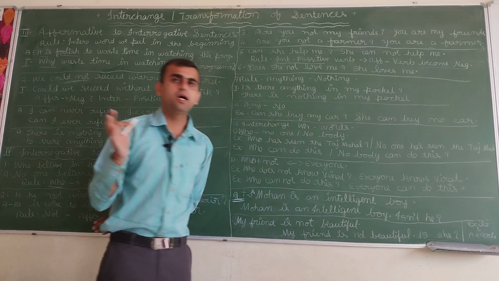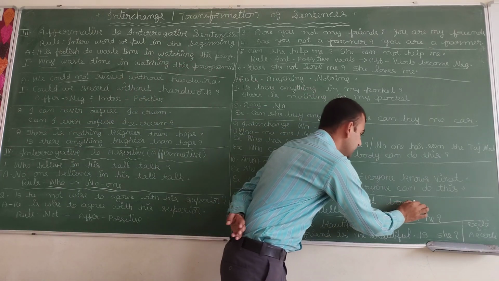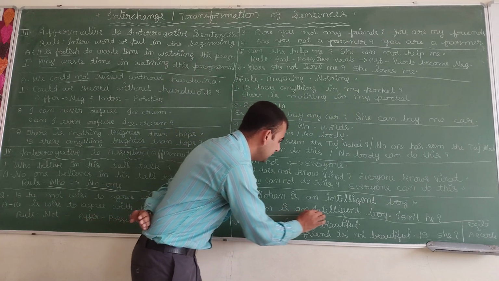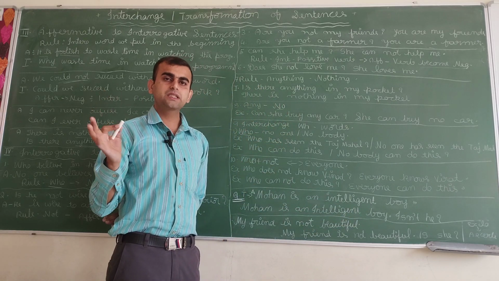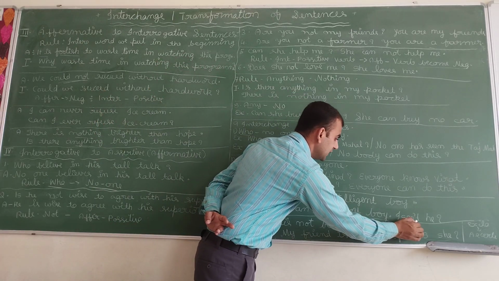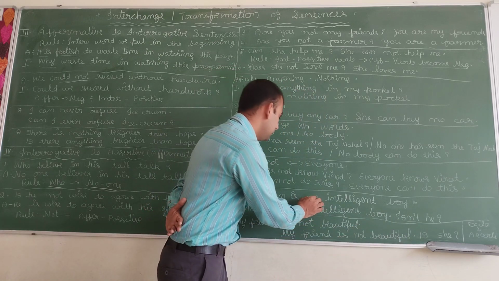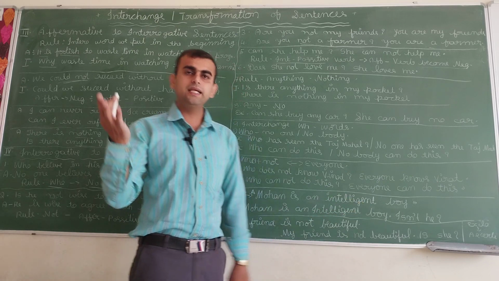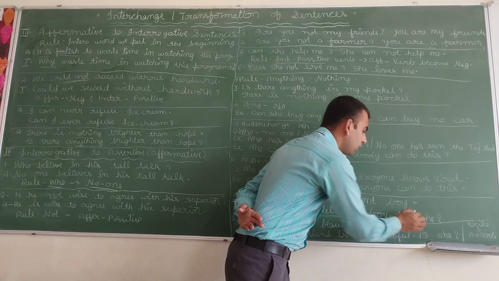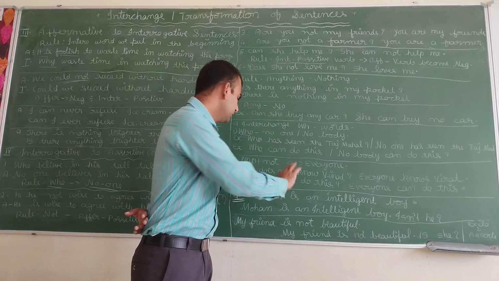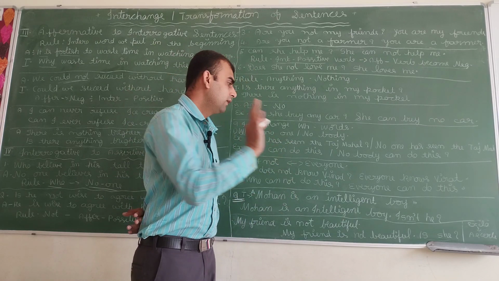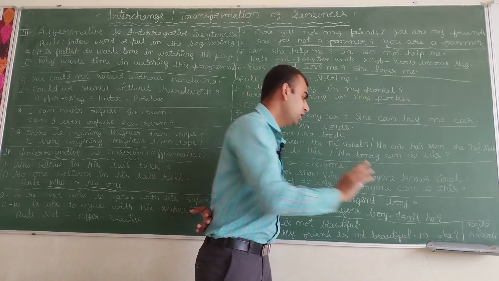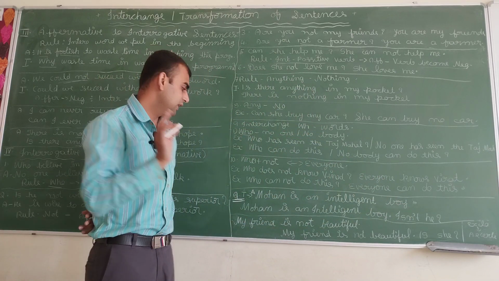Mohan is an intelligent boy. It is an affirmative sentence. When it comes to a question tag, it becomes: Mohan is an intelligent boy, isn't he? The first sentence we write as it is, and we make changes only in the question tag. If it is positive, the question tag will be negative. We always use a contraction in the negative short question. That we have to keep in our mind.